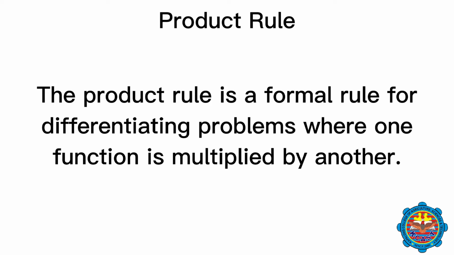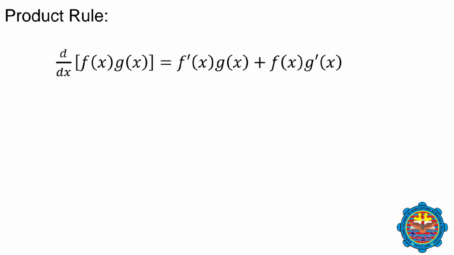The product rule is a formal rule for differentiating problems where one function is multiplied by another. It is expressed using this formula. It is used to find the derivative of the product of two functions, forming like this. Reading the formula: the derivative with respect to x of f of x times g of x equals f prime of x times g of x plus f of x times g prime of x. This prime sign also means derivative.